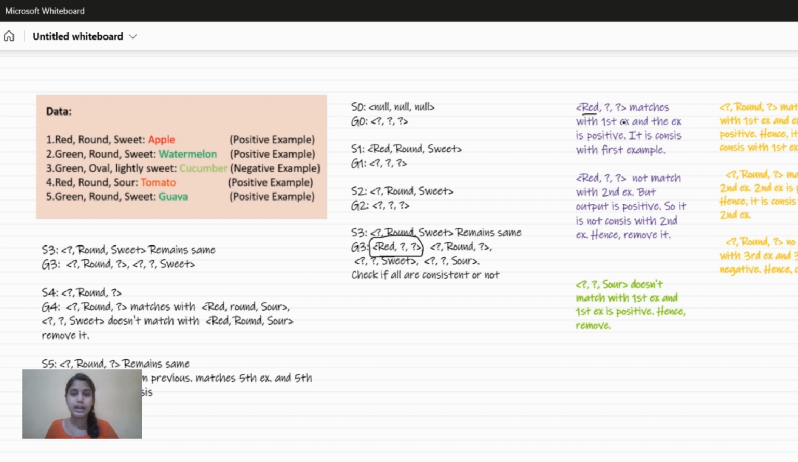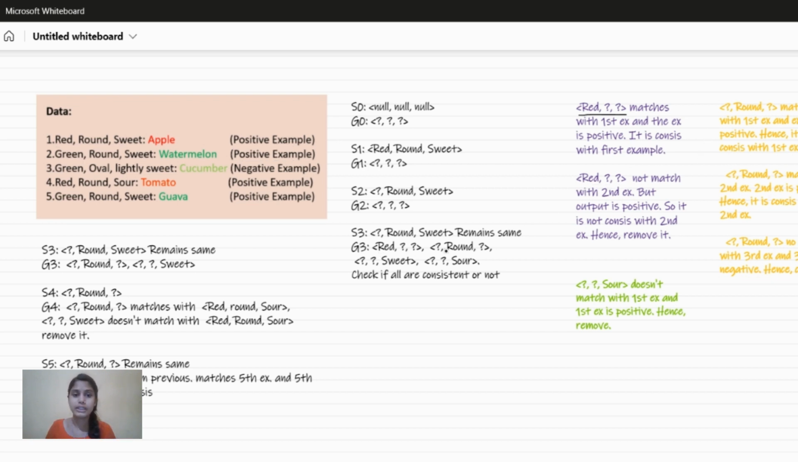If this is matching with the example and the example is a positive example, now we will compare it with the next example. Red, question mark, and question mark. Here we have green, so it is not matching with the second example, but we are expecting this to match, and it is not matching. So what we will do, we will remove it from the general hypothesis. So this one gets removed from the general hypothesis.